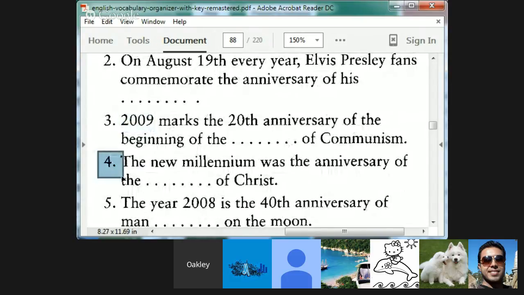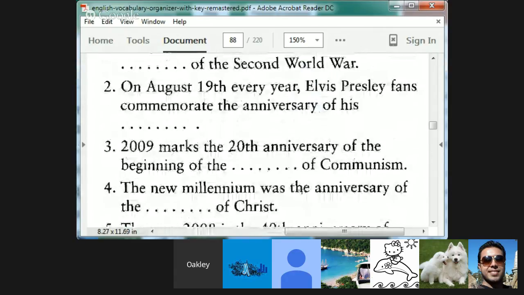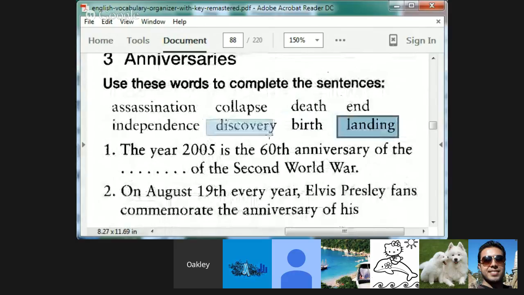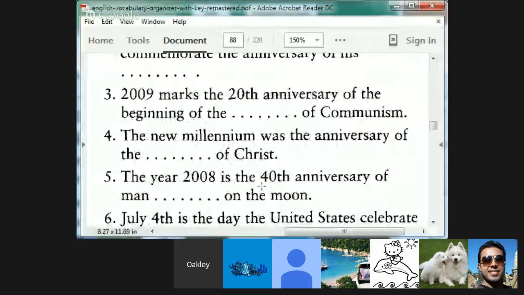Okay. Moving on. Leonardo. The new millennium was the anniversary of the birth of Christ? I would have to say that could be the only possible answer. Yes, it must be. I'm sure it's not the landing or the discovery of Christ. That doesn't make any sense. Okay. Very good. I'm not sure about the new millennium myself. I don't really get that.